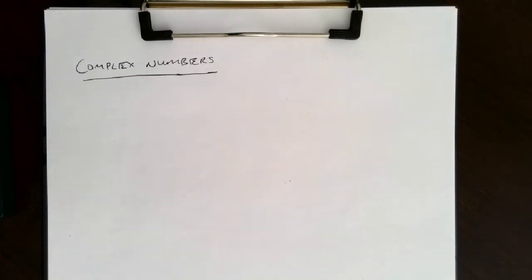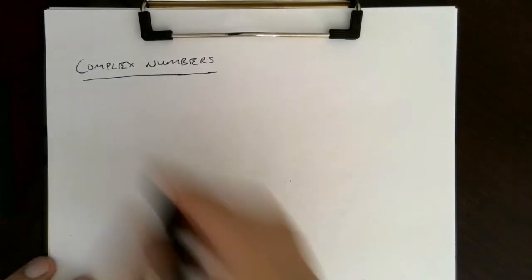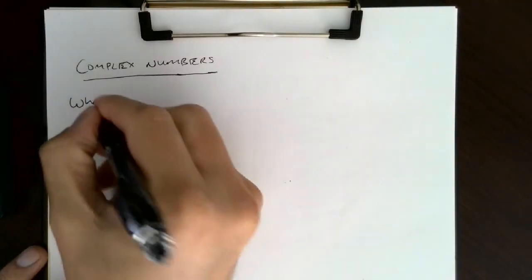This video is on complex numbers. So complex numbers really result from when you have the square root of a negative number. And we'll talk about what that means in a minute, but let's just talk about imaginary numbers first.